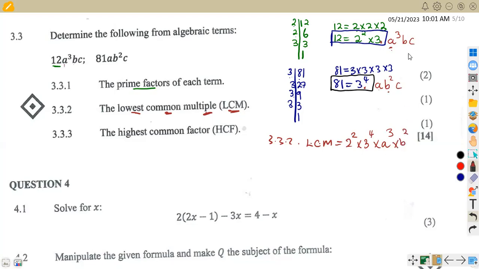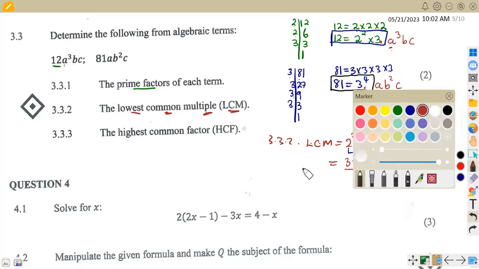C is the same. Here is just C. This is just this, so we just take it as it is. All right, so this is your LCM. If you multiply these two, 2 to the exponent of 2 times 3 to the exponent of 4, this is going to give us 324. That's a to the exponent of 3, b to the exponent of 2, c. All right, so this is what you're going to have on the LCM.